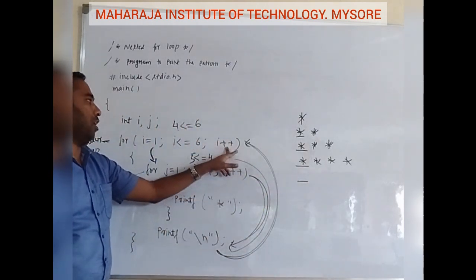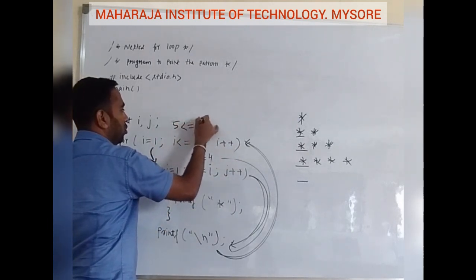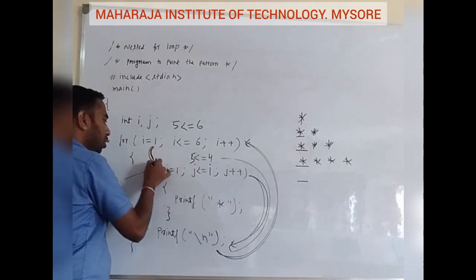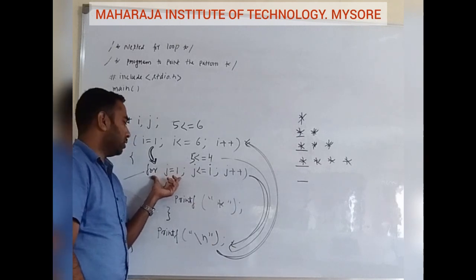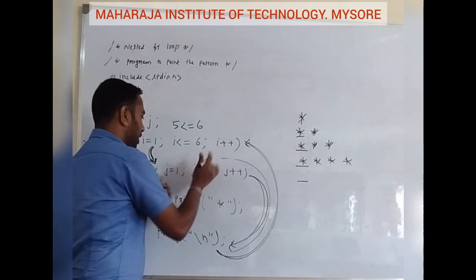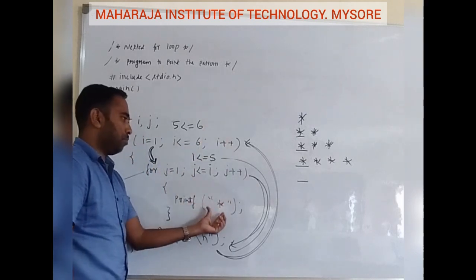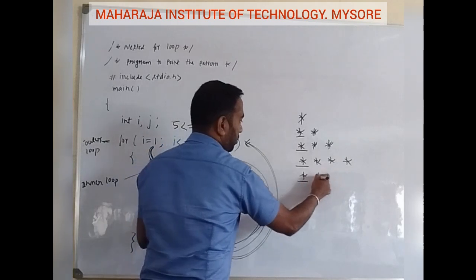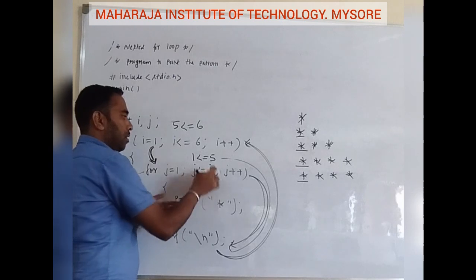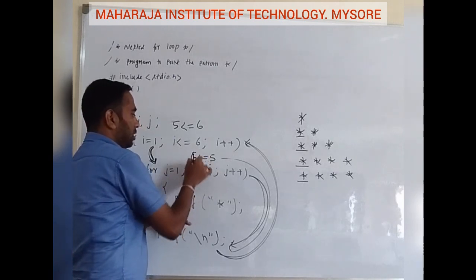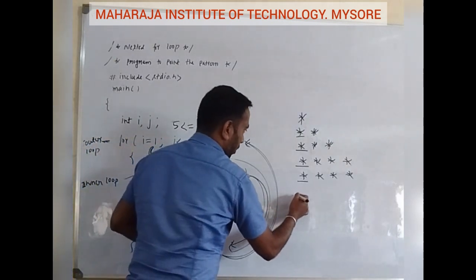Then it will increment i value. i becomes 5. 5 is less than or equal to 6. True. The outer loop comes inside the for loop. Then it will execute. Checks the condition. j is 1. 1 is less than or equal to 5. Yes. Print star. How many times? 5 times. After incrementing j, 6 is not less than or equal to 5. Come out of the loop, it will go to the new line.